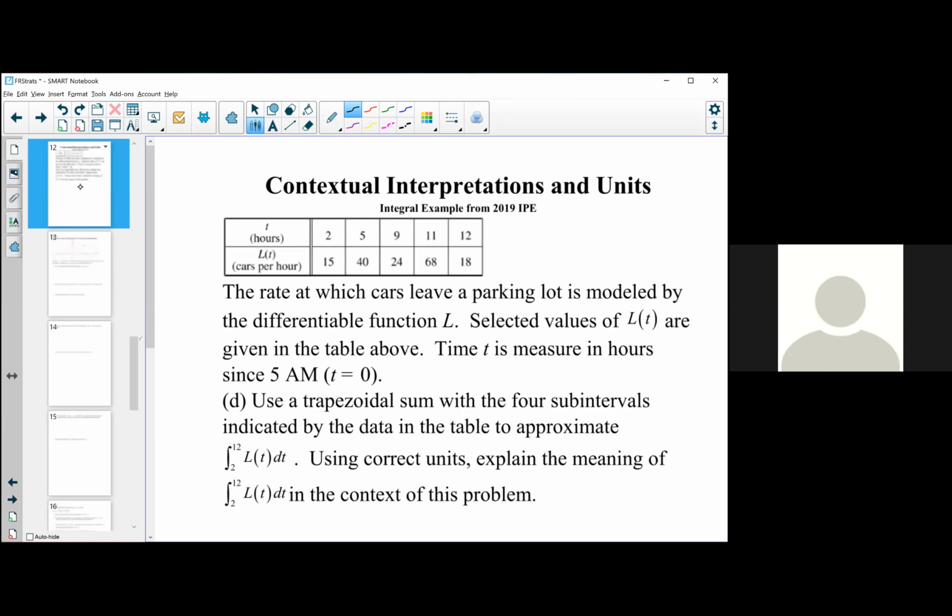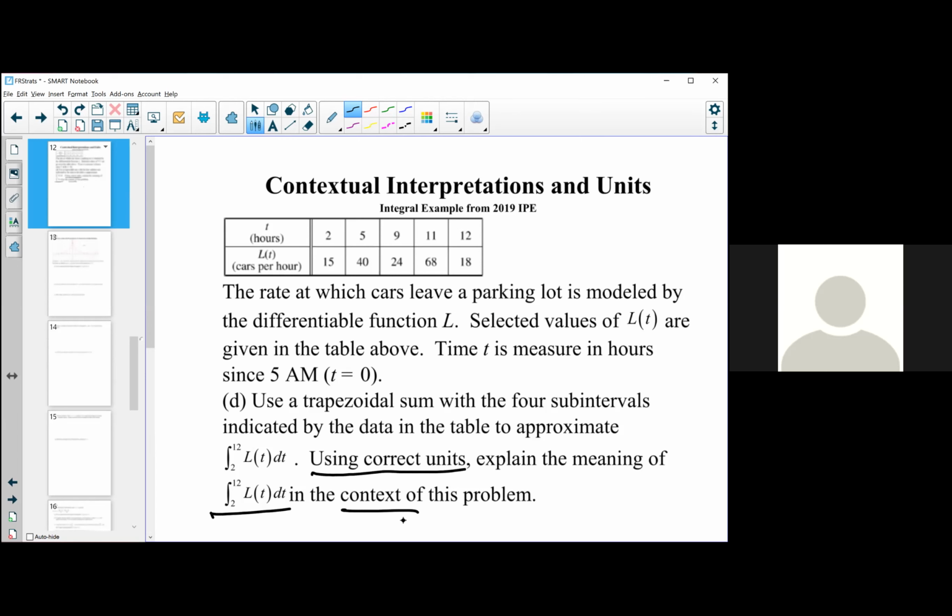t equals 0. Use a trapezoidal sum with the 4 subintervals indicated by the data in the table to approximate the integral from 2 to 12 of L of t. Using correct units, explain the meaning of that integral in the context of the problem. I'm not going to go through the computations of the trapezoidal sum. Those appear in the solution to this problem that your teacher will have. But the interpretation is what I want to focus on. Explain, using correct units, the meaning of this integral in context of the problem.